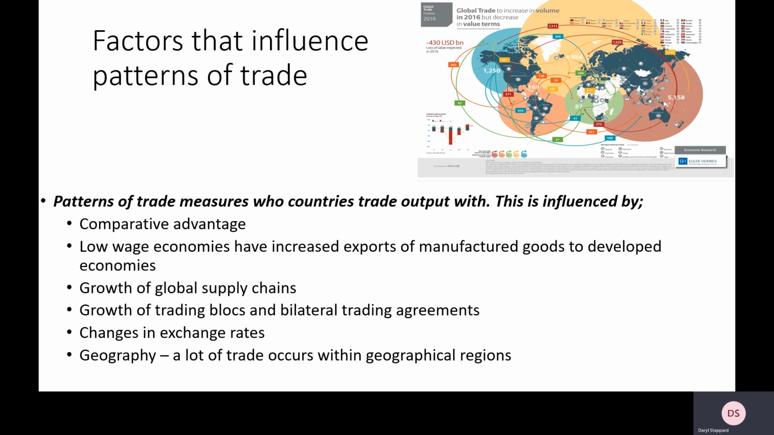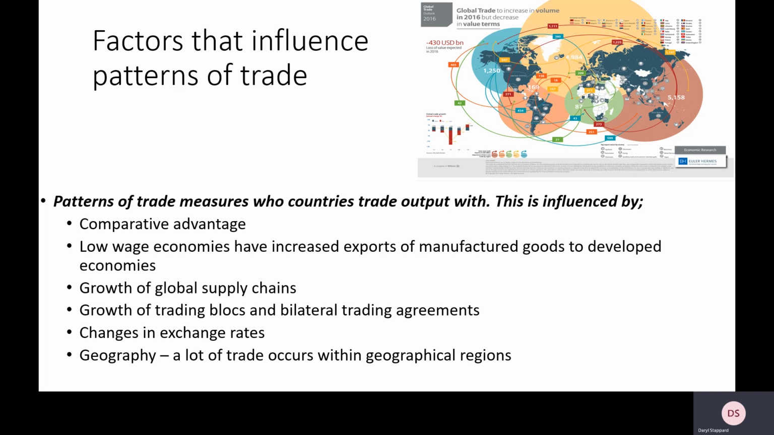Now, we cover trading blocks in geographical patterns of trade, but we can also have something we call a bilateral trading agreement. And this is where two economies might agree to come together to lower trade restrictions of each other. So this could be the UK and Australia, for example. And if both countries agree to reduce their trade restrictions, it would lead to more trade taking place between their economies.